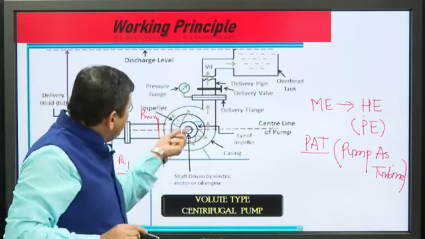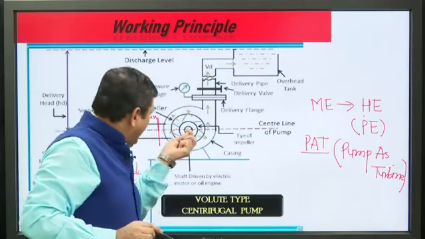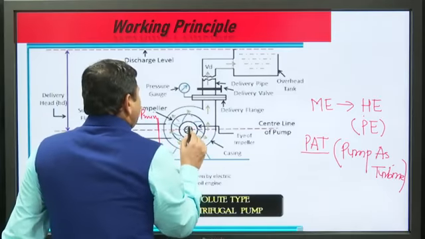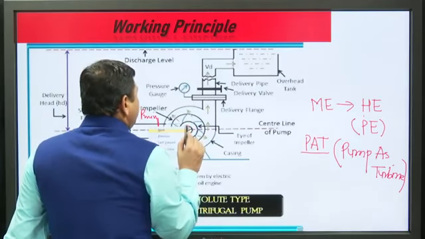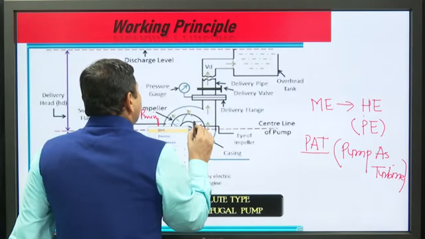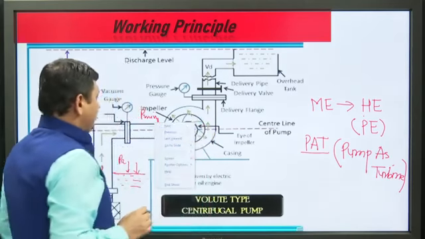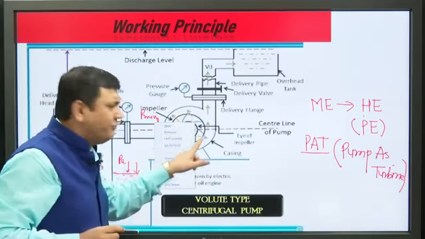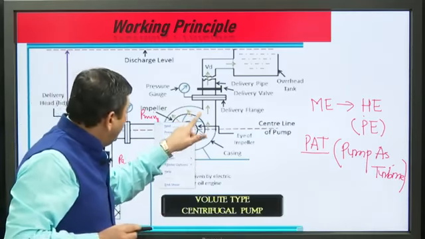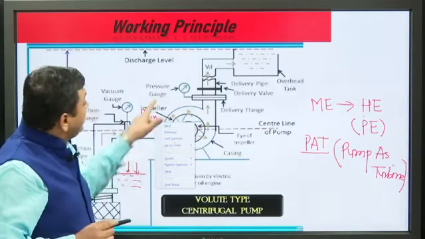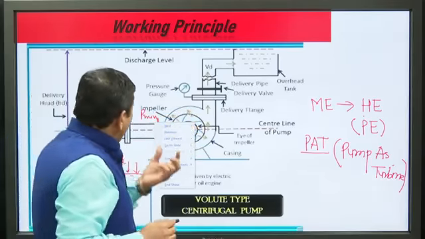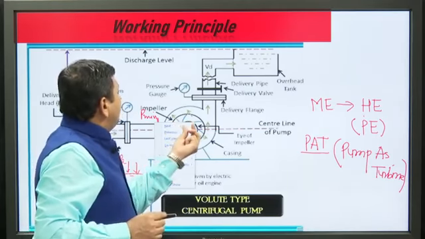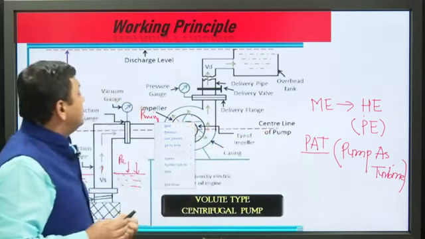When pressure is minimum, water goes to this impeller. This one is the impeller, connected to the shaft. These are the vanes, and this is the rim. When the water goes to the eye of the impeller, the center line of the pump.